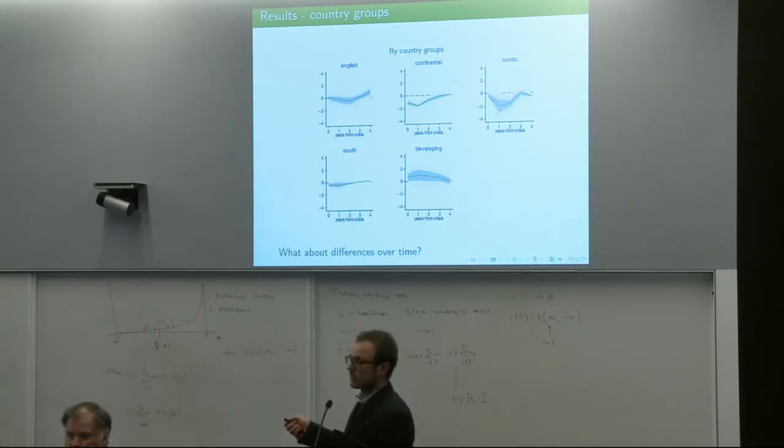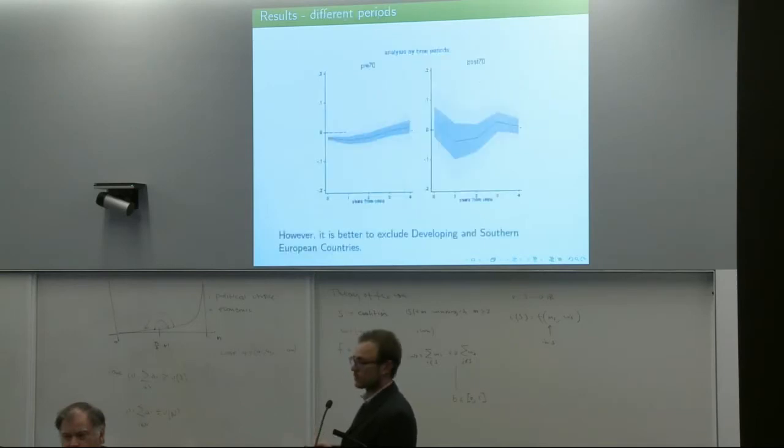English-speaking countries, continental European countries, Nordic European countries, Southern European countries, developing countries. As you can see, there is a lot of heterogeneity, but the general pattern is for all the countries in the first row here, the inequality decreases following the crisis. For the developing countries, Southern European countries, inequality increases. What about differences over time?